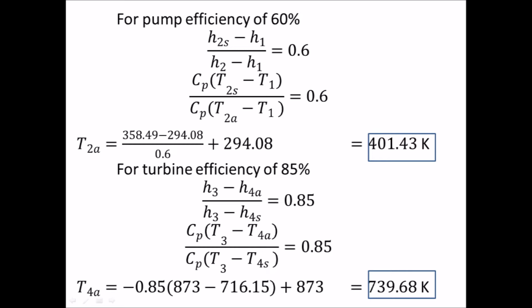In order to get 60% of pump efficiency, we used the following calculation, and we will obtain 401.43 Kelvin for the T2a. And for the 85% turbine efficiency, we will obtain the value 739.86 Kelvin for the T4a.